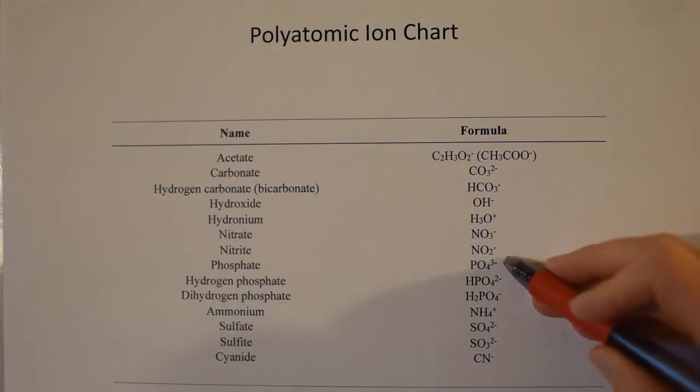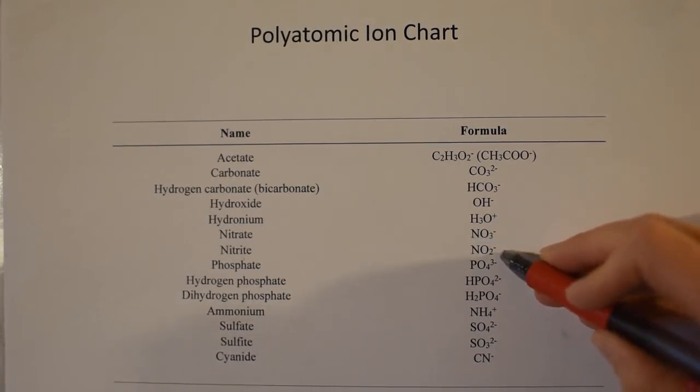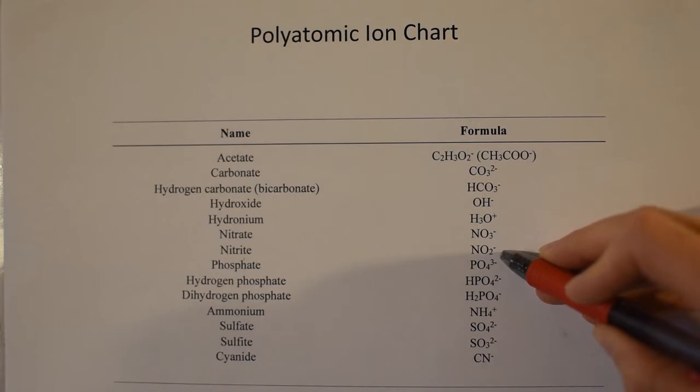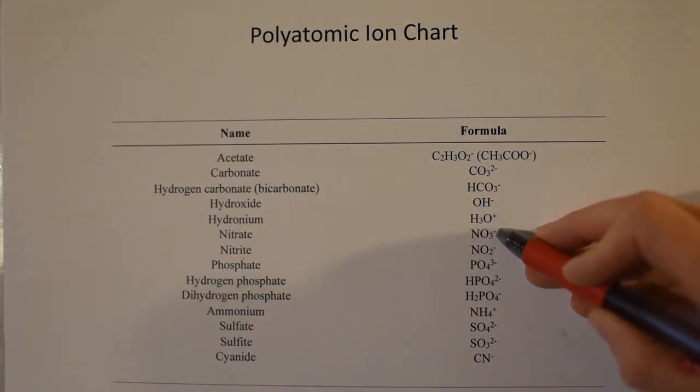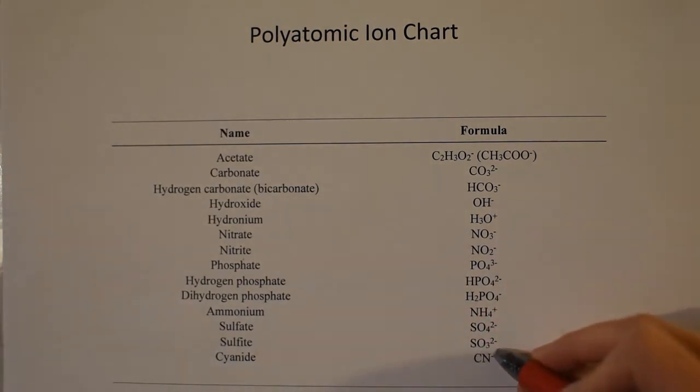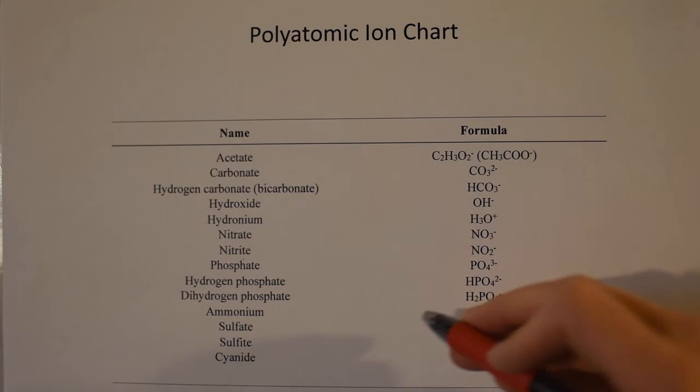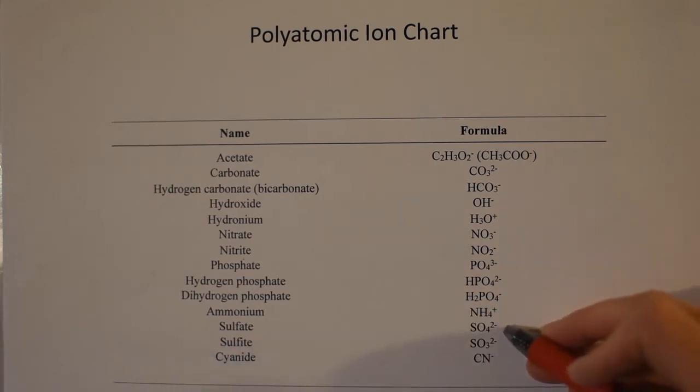So for example, nitrite is NO2 with a 1- charge, but nitrate is NO3 with a 1- charge. Sulfite is SO3 with a 2- charge, but sulfate has more oxygen. It's SO4 with a 2- charge.